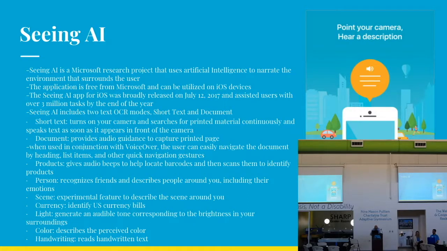Some of the features include short text, document, products, person, scene, currency identifier, ambient light detector, color, and handwriting. For short text, you use your camera and it searches for printed material continuously, and it speaks the text as soon as it appears in front of the camera. This is good with the adults. I use it for canned goods, or if you just want to read the front of a piece of mail. But for more in-depth, you want to use the document feature.